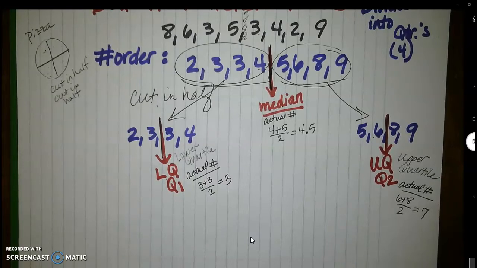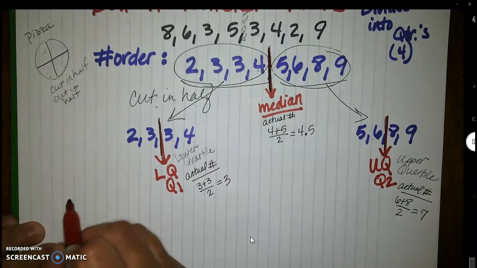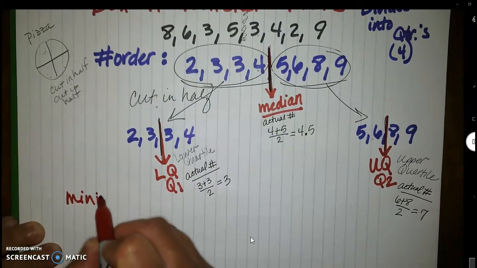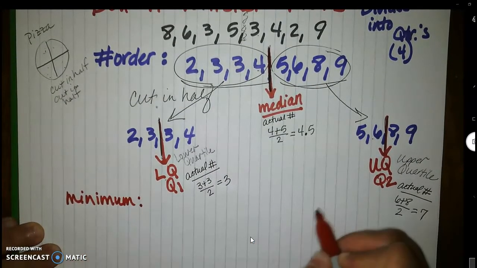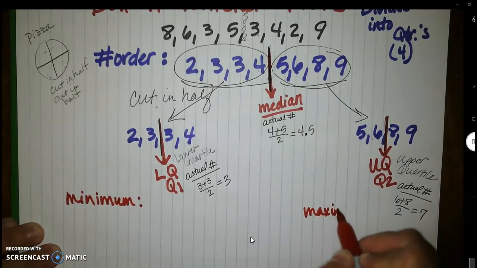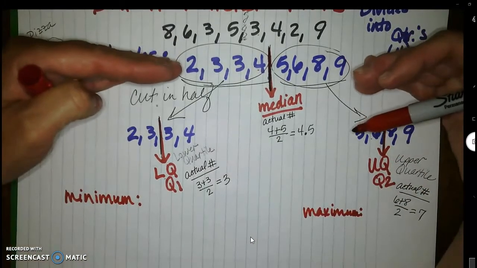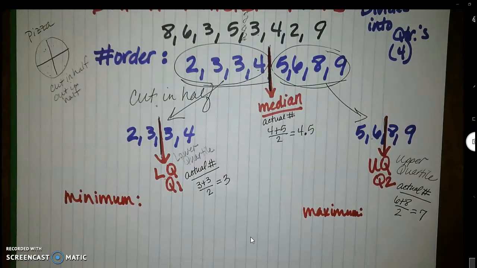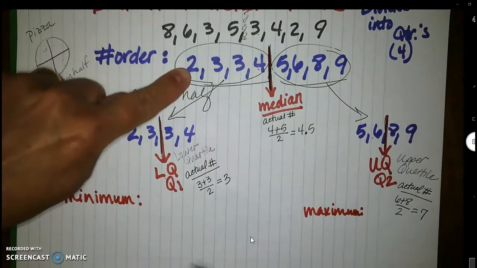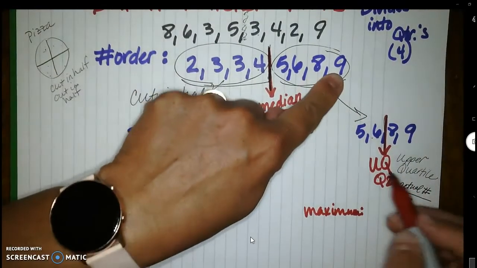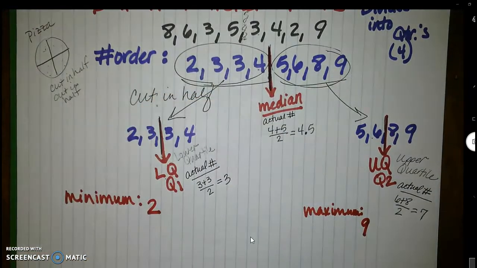Okay? Now, a couple of other special numbers that we need to have. We need to know what our minimum number is, and we need to know what our maximum number is. Okay, and so in our data, this is the other reason why we put it in numerical order, so that we can see it a little bit better. So our minimum number is a 2, our maximum number is a 9.